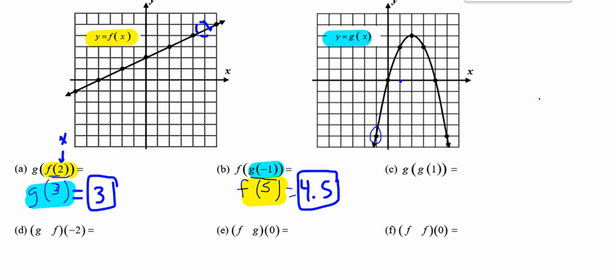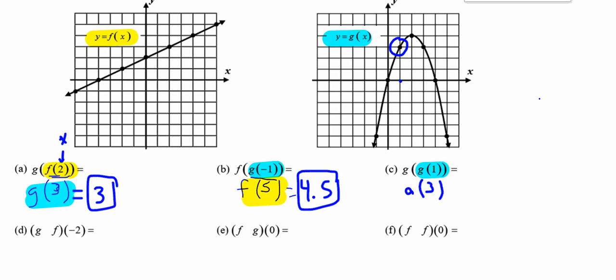Let's do C together. With C, we're starting off by only looking at the blue function. So highlighting that inside portion in blue, I want g of 1. So for g of 1, let's see, 1, I'm right here. That means at g of 1, I'm at the value of 3.